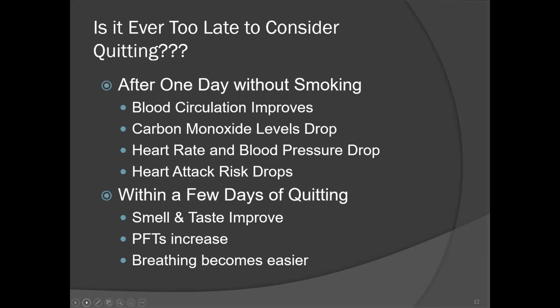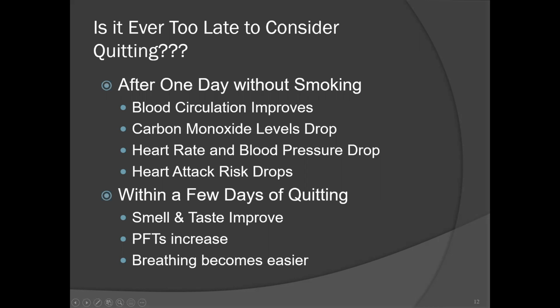Heart rate and blood pressure drop because, again, you're taking nicotine out of the equation, and your heart attack risk drops, not because you've made the heart healthier, but because you've removed the coronary artery vasoconstriction that can result from smoking. So it's not just constricting systemic vessels, but also specifically those cardiac vessels. And so you have some of these benefits that happen just by removing nicotine from the equation.